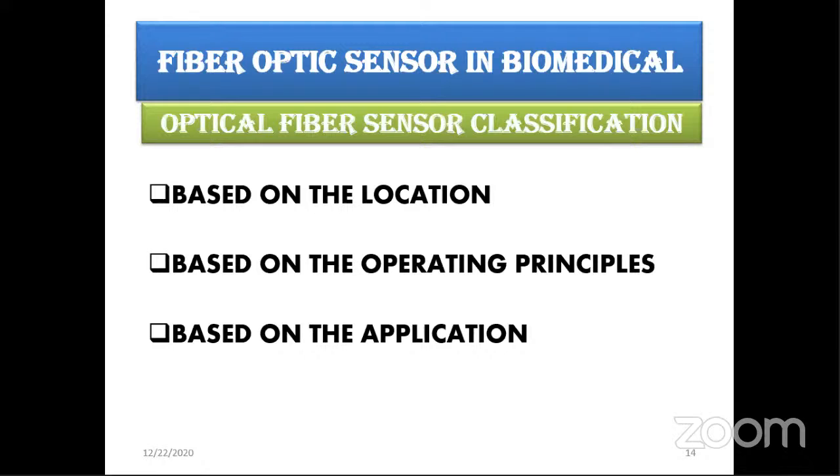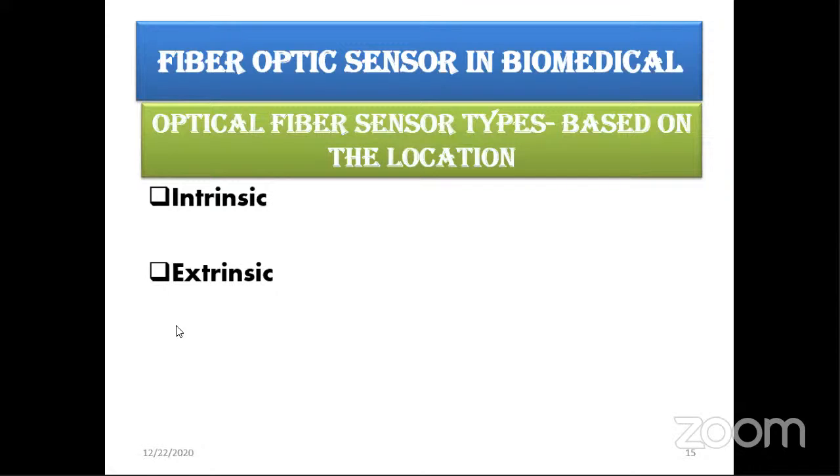The optical fiber sensors are classified into three categories. One is based on the location, another one is based on the operating principles, and another one is based on the application. So based on the sensor location, it is of two types. One is intrinsic and another one is extrinsic.